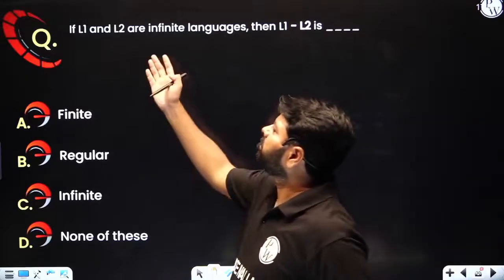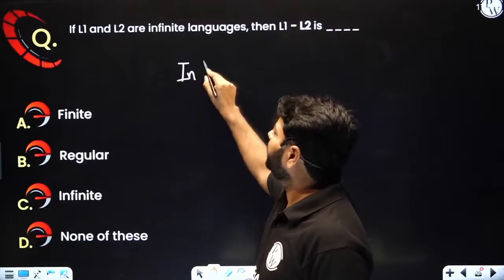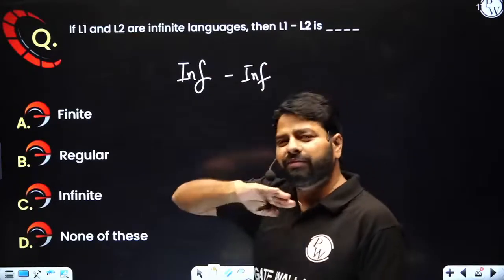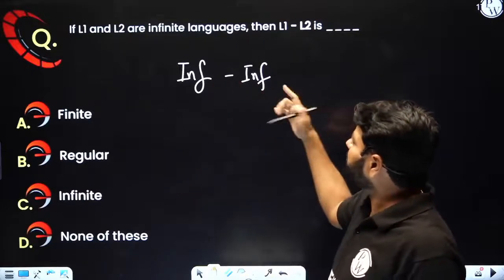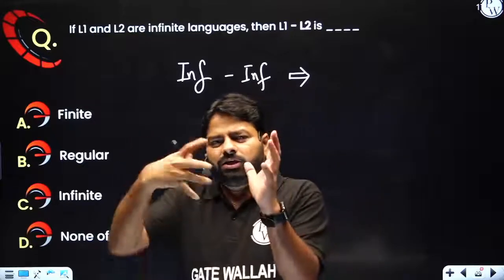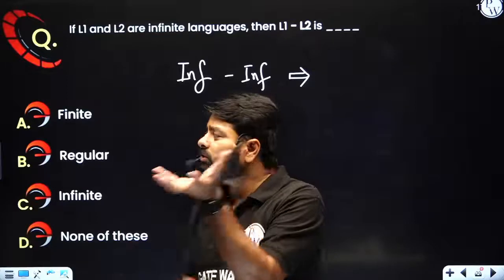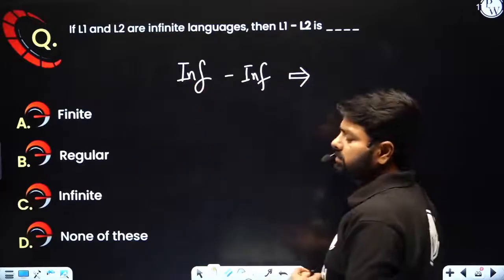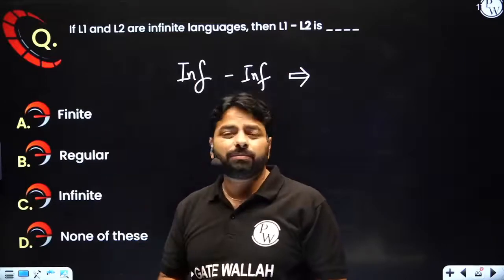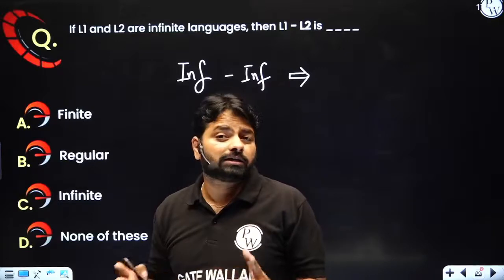Infinite intersection infinite. Two languages are given as infinite. Infinite minus infinite. Just assume that it is an infinite language. Infinite language minus infinite language, what is the result? From the infinite language, you delete an infinite number of strings. Is it possible to be finite? Is it possible to be infinite? Both cases exist.